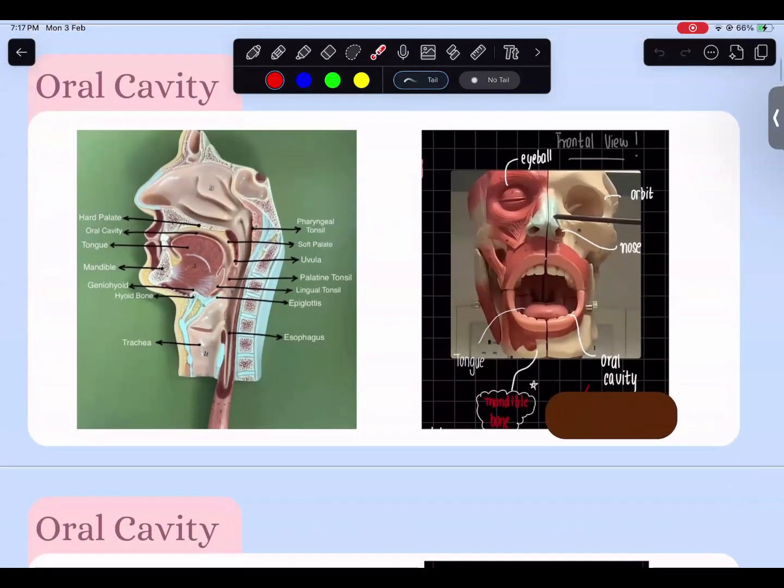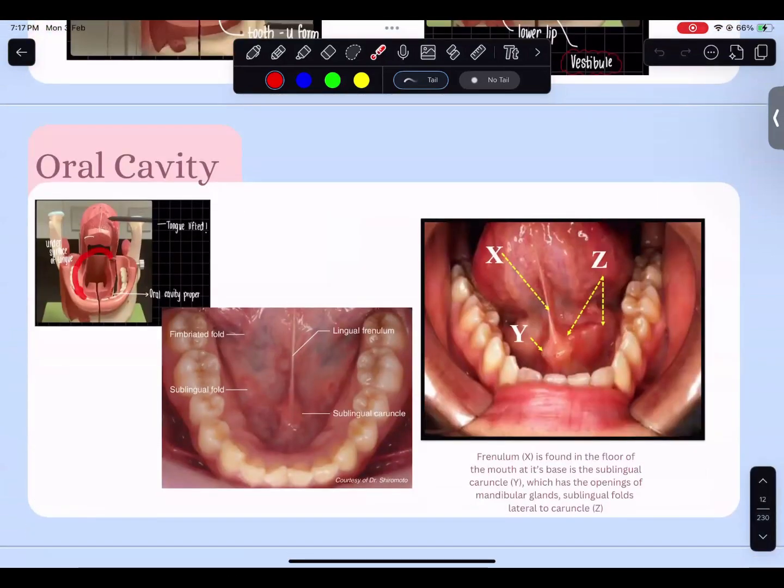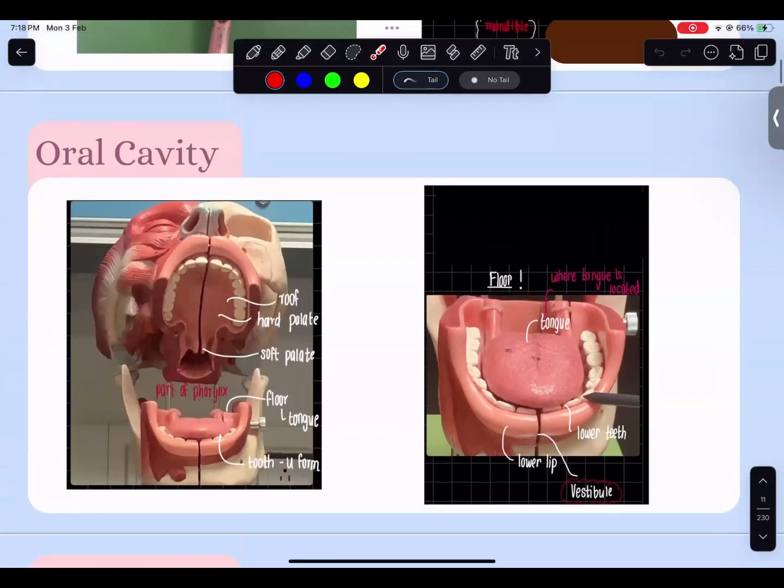This is just a labeled picture here for better orientation. This is the oral cavity, and that's the tongue. Oral cavity proper is everything that you see inside. I think there's a picture right here. This is the oral cavity proper, which is everything that's inside of the mouth. That's called oral cavity proper, okay?